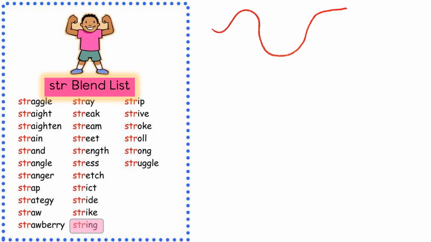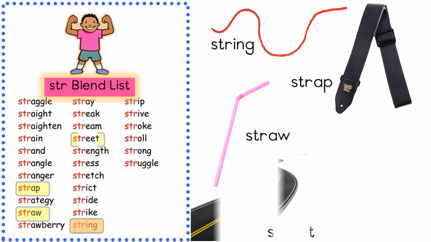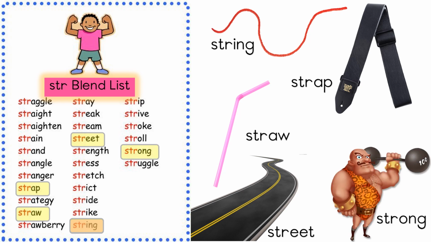Now we have our STR words. There's a whole list of words there. I'd like you to try and read all of them. And then I'm going to go through each picture with its word with you now. The first one we have is string. We have strap. Straw. Street. And then lastly on this page, we have strong.